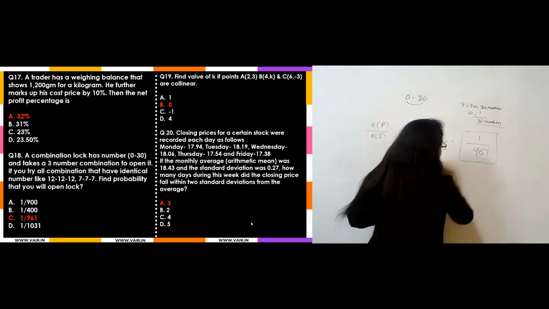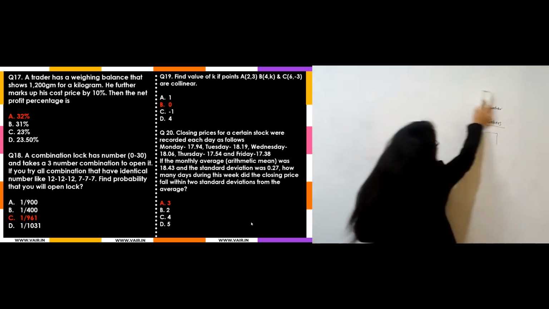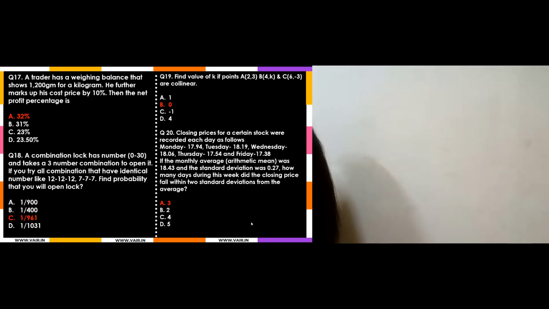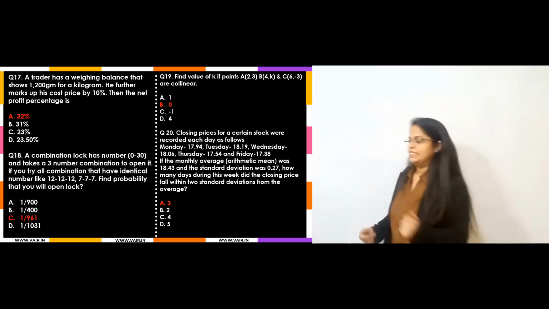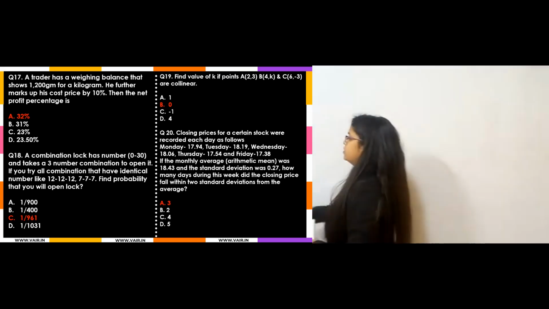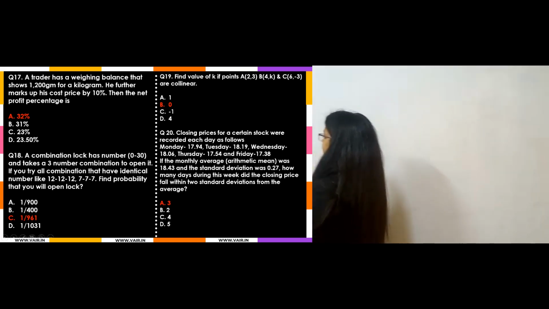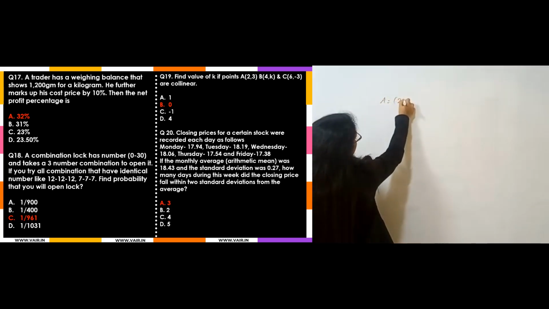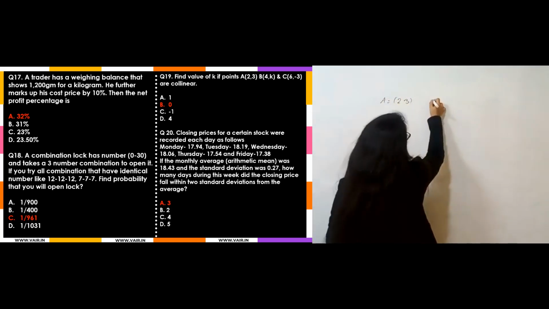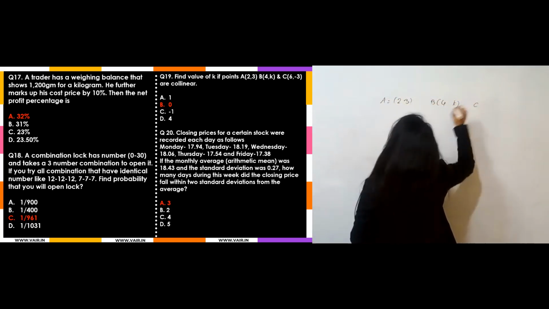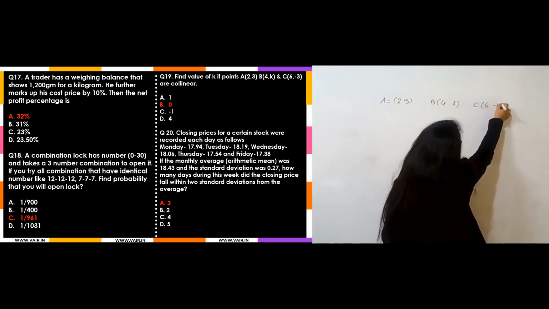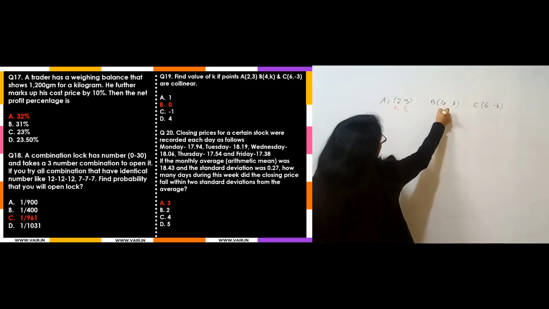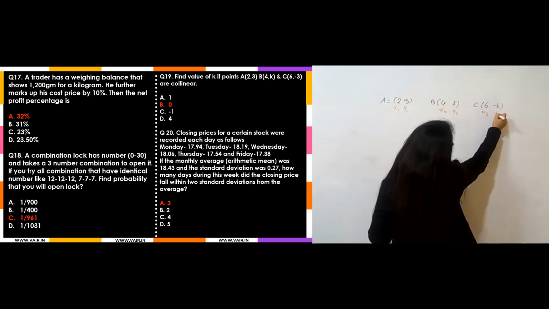Question number 19. They are saying find the value of k if points A (2, 3), B (4, k), and C (6, -3) are given. That means we can say that these points are x1, y1, x2, y2, x3, y3.